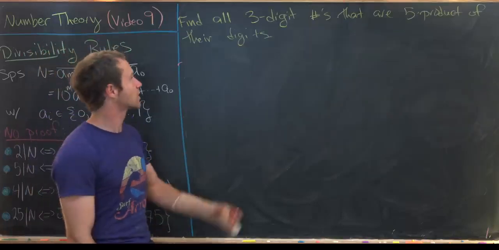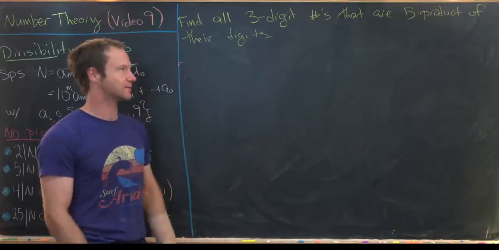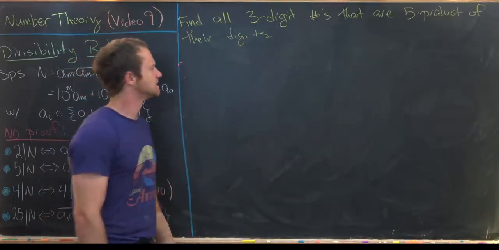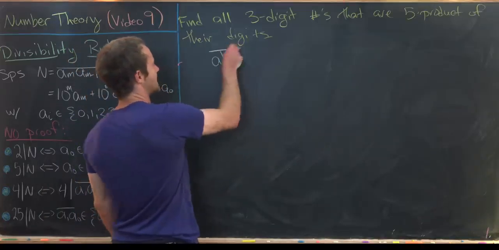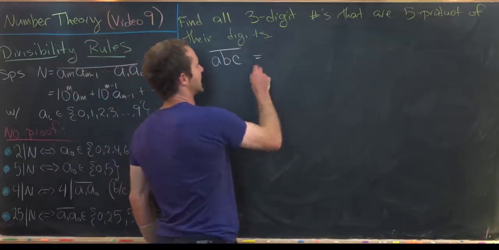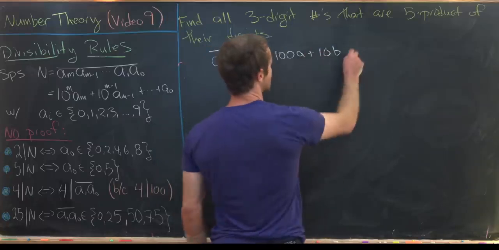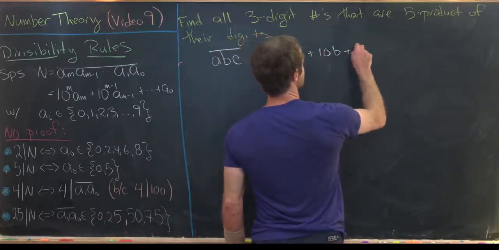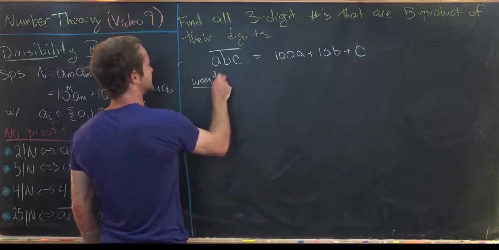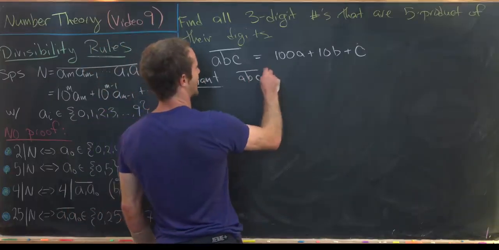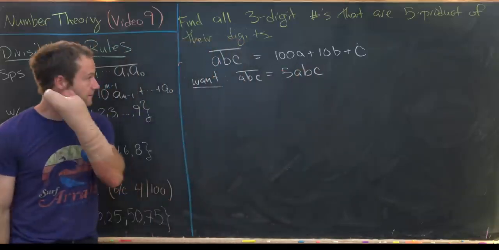For our next example, we're going to find all 3-digit numbers that are 5 times the product of their digits. So what do I mean by that? Well, we've got a 3-digit number, which I'll denote by ABC with a line over it. In other words, that is 100A plus 10B plus C. And what we want is this number ABC overline to be the same thing as 5ABC.